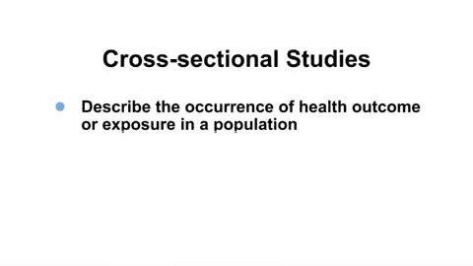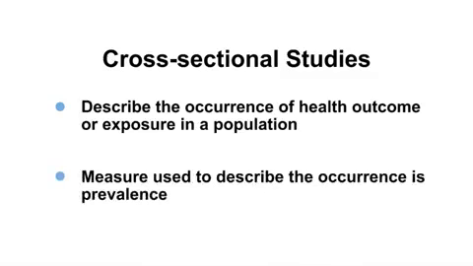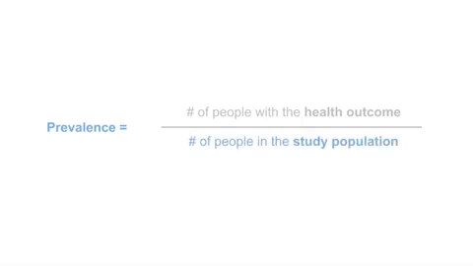Now we will discuss the numerator and denominator of the prevalence measure used in cross-sectional studies. Cross-sectional studies are often used to describe the occurrence of a health outcome or exposure in the population. The measure used to describe this occurrence is prevalence. For the numerator, you include all existing cases of the health outcome or disease in a population group, i.e. prevalent cases, while for the denominator, you include all existing persons in the study population, or among study participants, including both prevalent cases and non-cases.